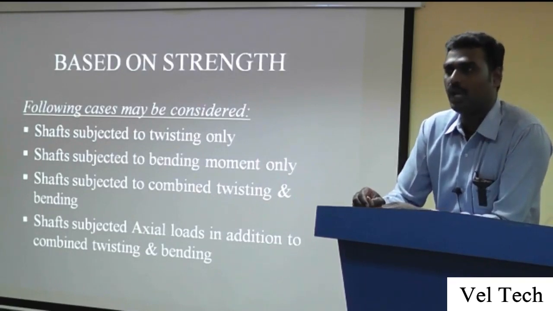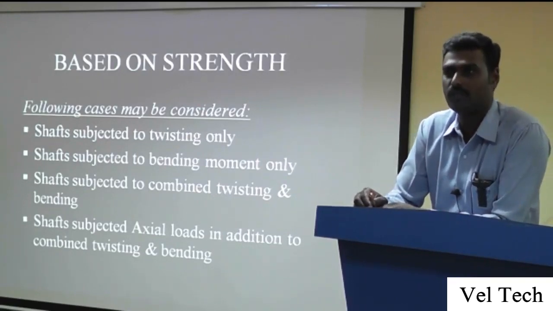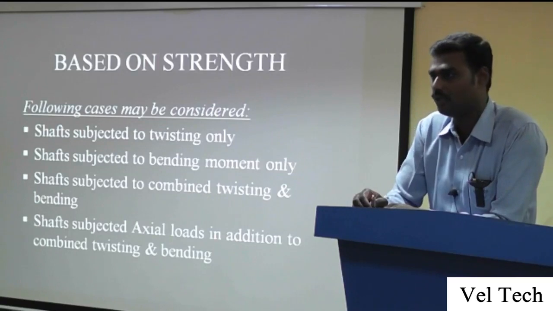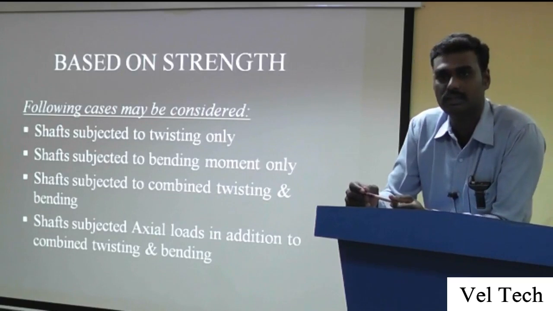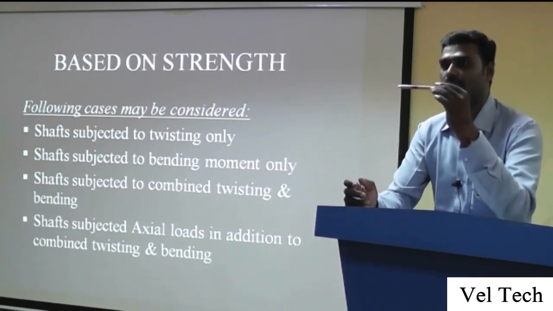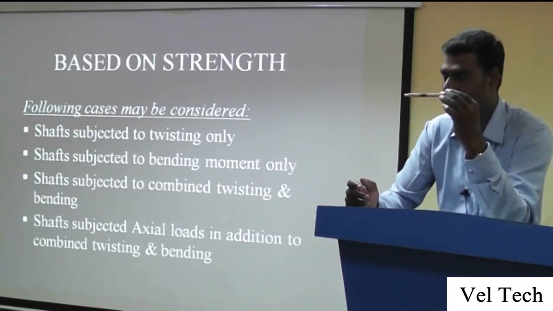And what is the behavior? And what is the root of the diameter for my application, for my given power? Okay? So the first case is a shaft subjected to twisting moment only. And the second case, shaft subjected to bending moment only.